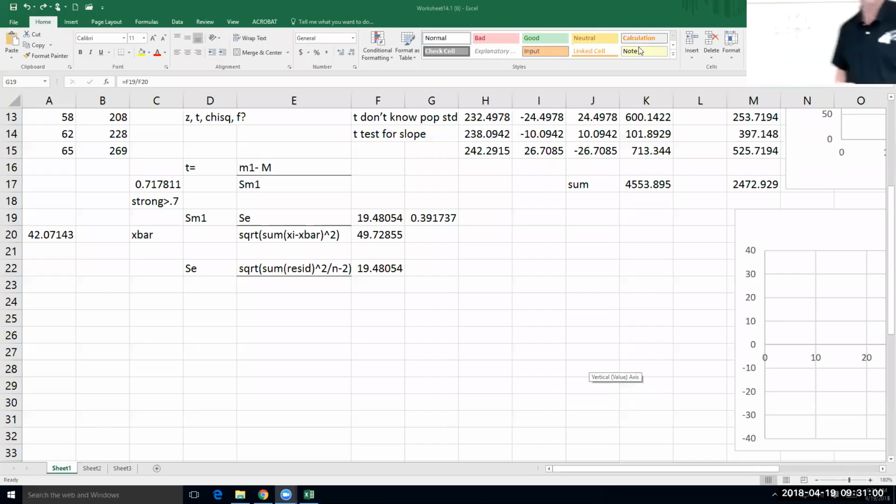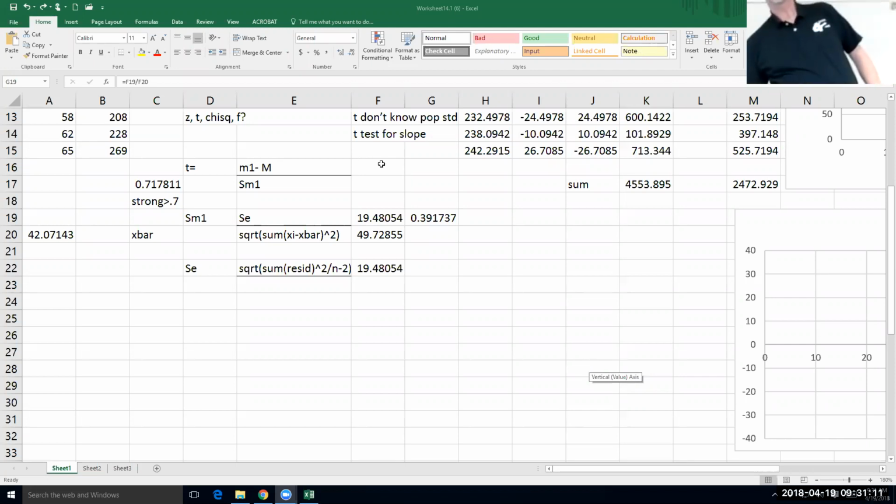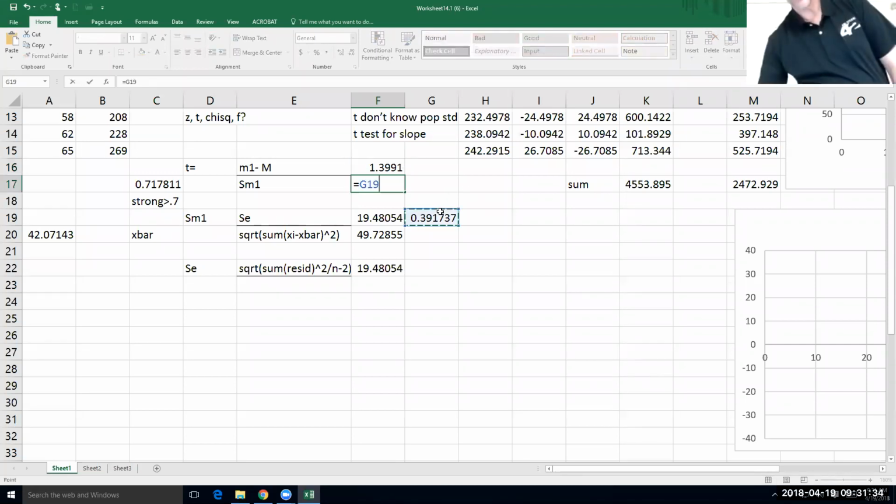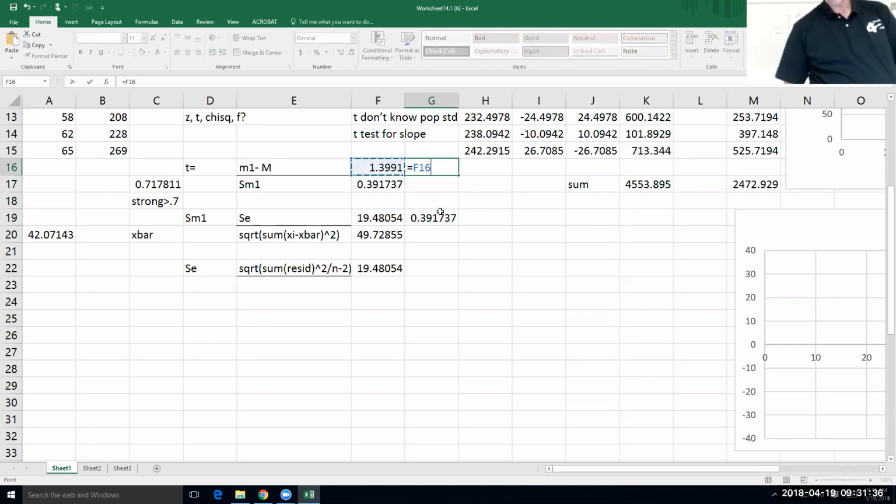Okay, so I've got a reasonable number there. Now I need to convert this to a standard t distribution, so I want the mean to be 0. I'm going to do that with this equation. What's b1? On your formula sheet it says b1. Slope, which is 1.3991. We're going to subtract 0 because the null hypothesis is 0. And we're going to pull this number right here, so this divided by that works out to be 3.57.